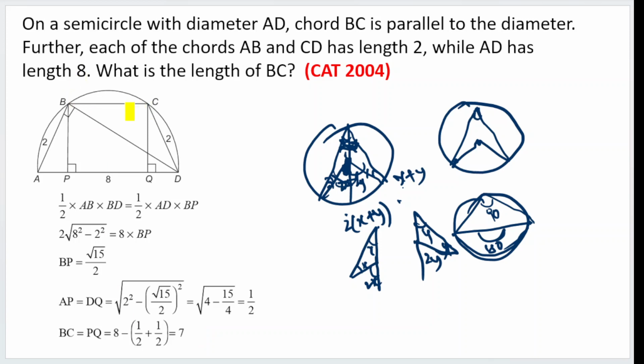This is also a very easy problem. We just have to remember that the angle in a semicircle is 90 degrees, and we can calculate the area of a triangle in multiple ways.